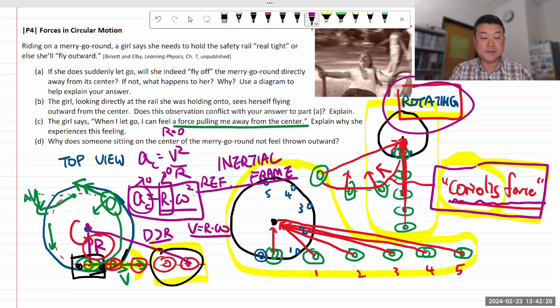So someone sitting in the center, there's no centripetal force needed, meaning they didn't have to hold on to anything to stay in the same place. That's why they don't feel thrown outward, they don't feel moved around, because they are not having to hold on to anything to maintain their place.